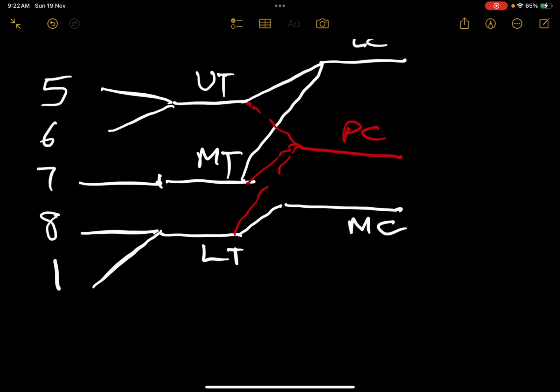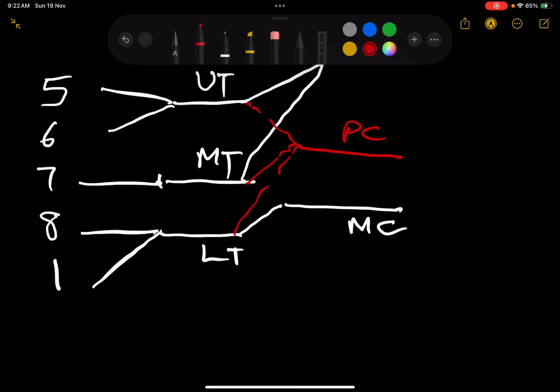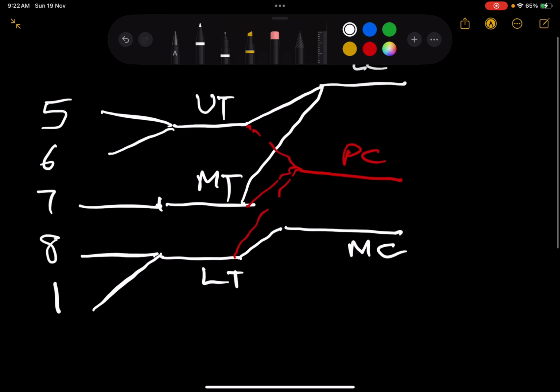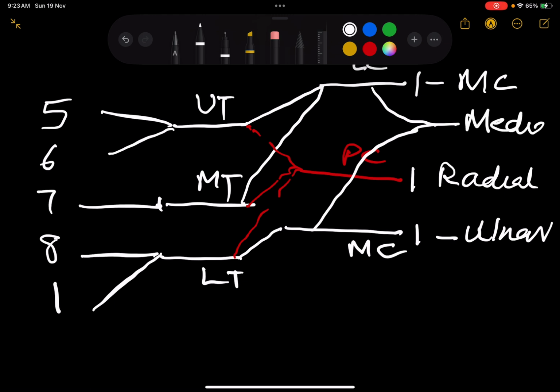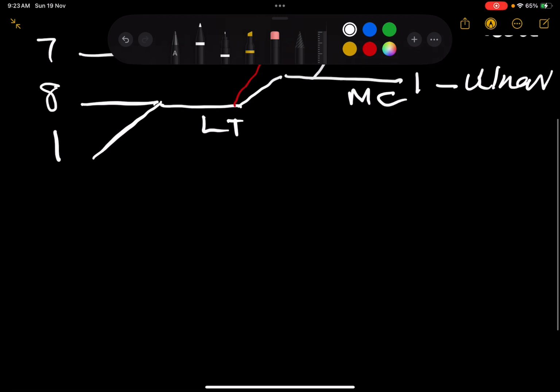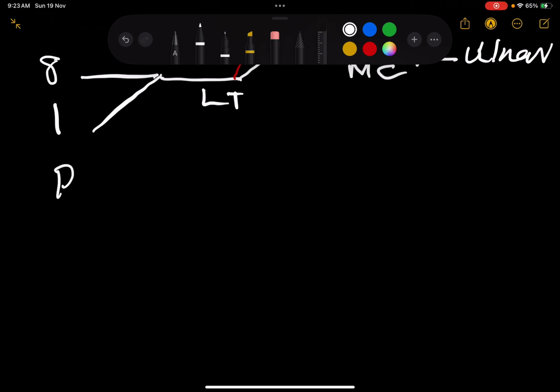The lateral cord continues as the musculocutaneous nerve, the posterior cord as the radial nerve, the medial cord as the ulnar nerve, and from both medial and lateral cord, the median nerve. So this is the structure of the brachial plexus. Now we study the branches.